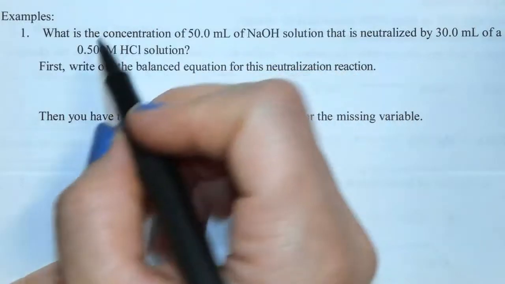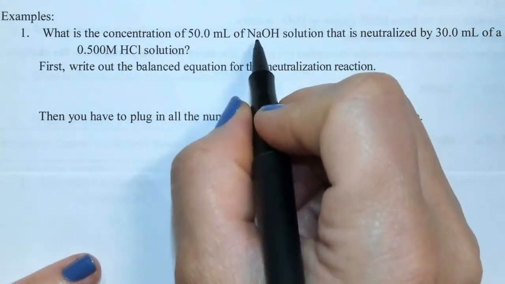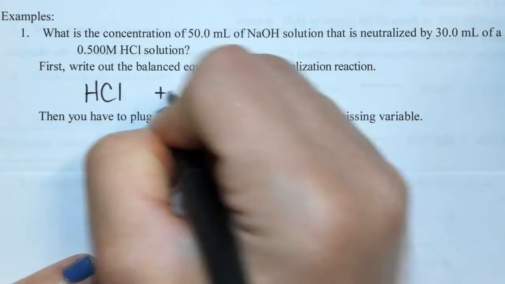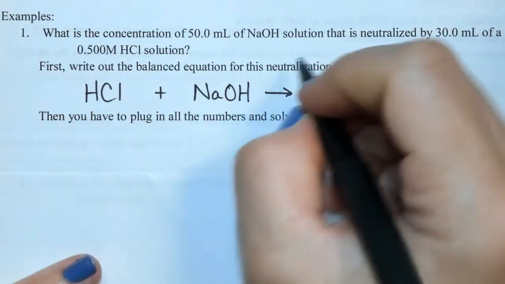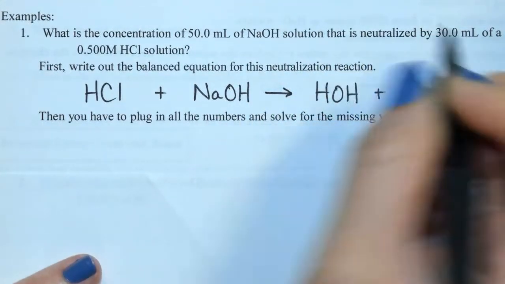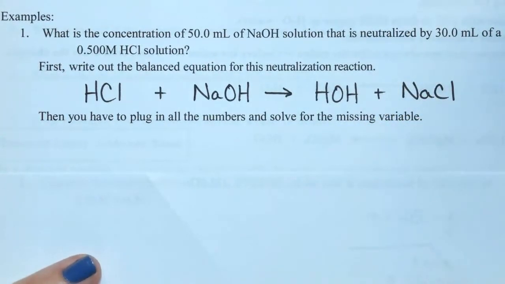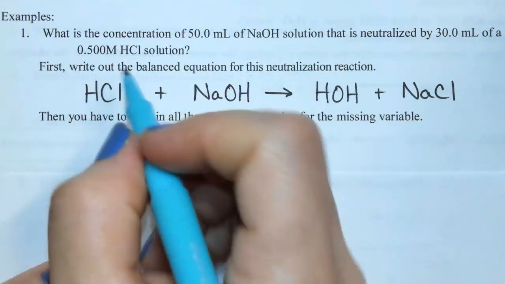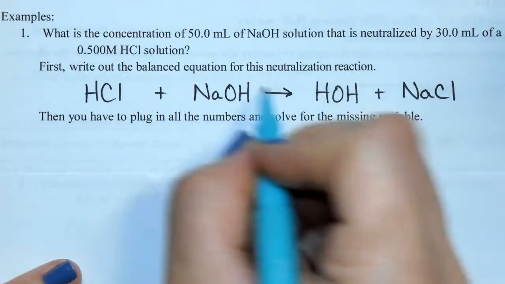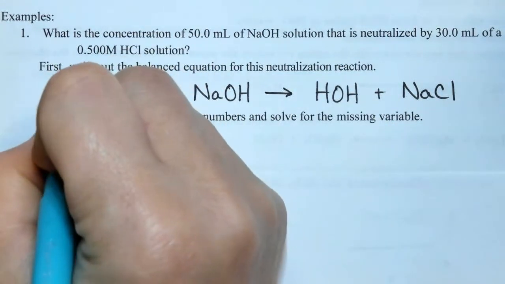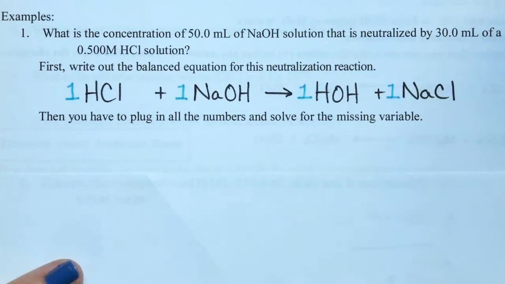Here's our first example, and the first thing you want to do is write out a balanced equation for the neutralization of HCl plus NaOH. And so we have HCl plus NaOH yields, you're going to put first and last, which gives us HOH, plus third and second, and that gives us NaCl. And then we have to balance the coefficients in front of the equation. So there's one hydrogen, one chlorine, one sodium, one hydroxide, one hydroxide. So that gives all four of these a coefficient of a 1. Everything is in a 1-to-1 ratio.